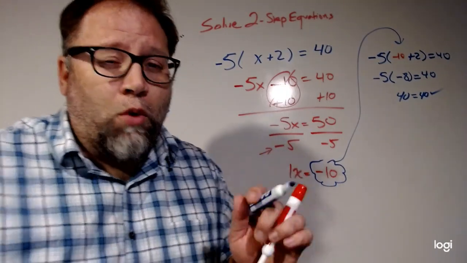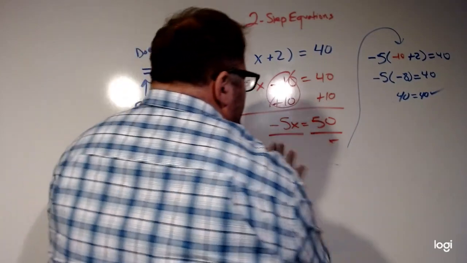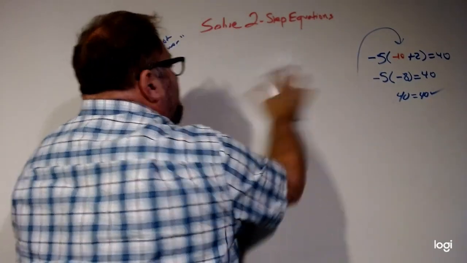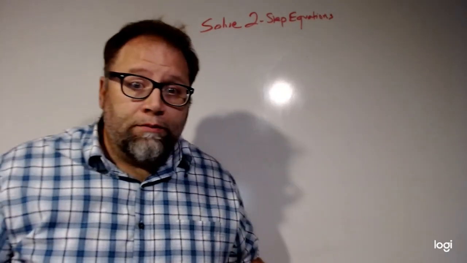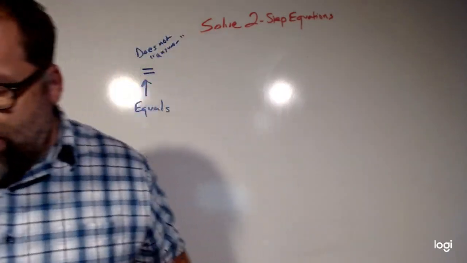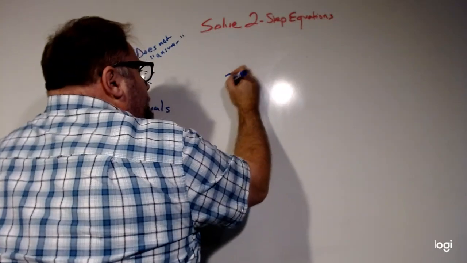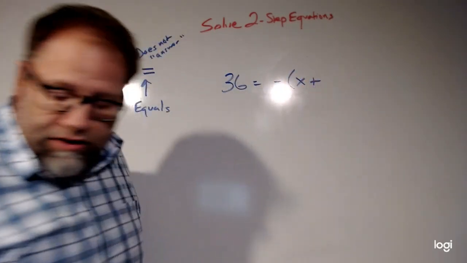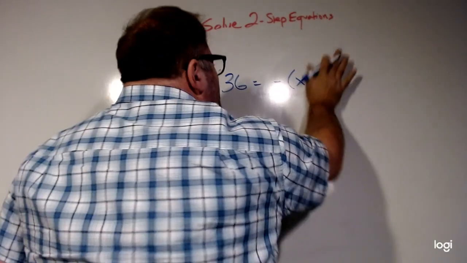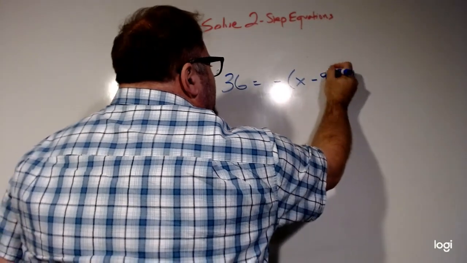I'm going to show you one more, a very simple one, and then you can go do the exit slip, and then on to the homework, the practice really, the thing that's going to make you remember how to do this. 36 equals negative x plus, nope, not plus, x minus 9.